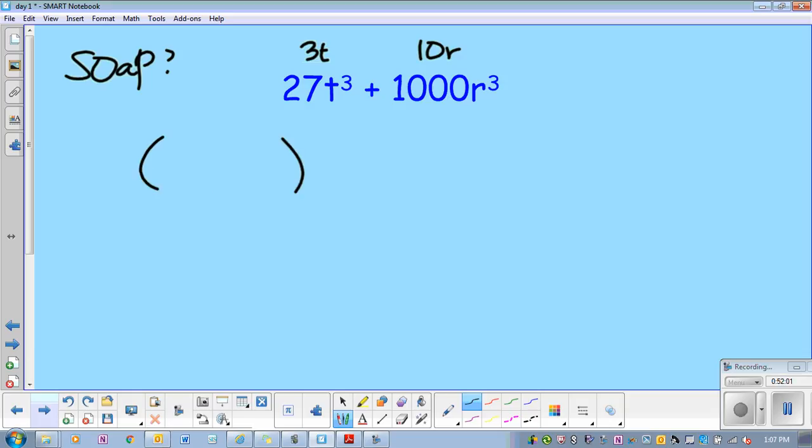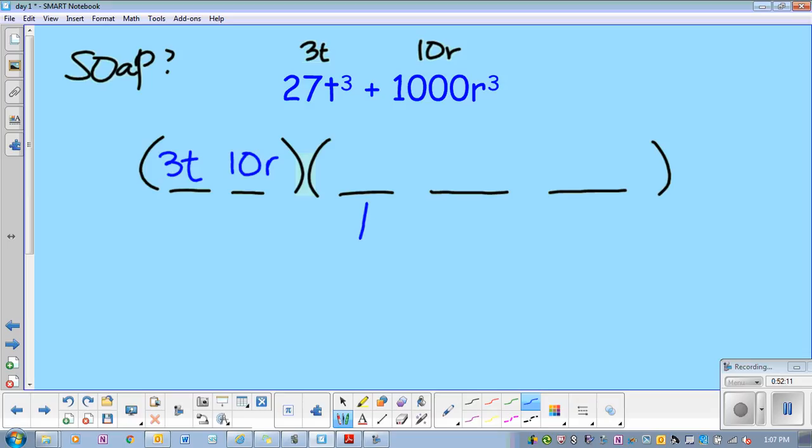Now you have your little binomial in the front. 1, 2, 3. Right? So there you go. 3t and 10r. All right. What goes in that first one? 9t squared. Good. Is 3t times 3t. The first one squared. 9t squared.